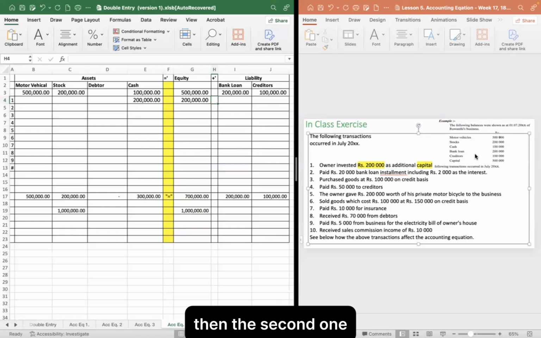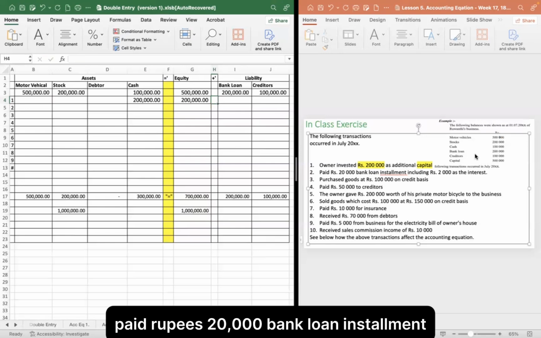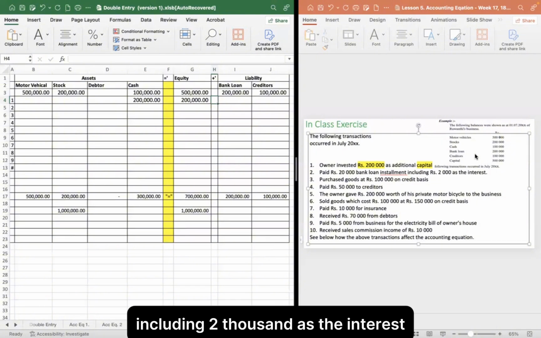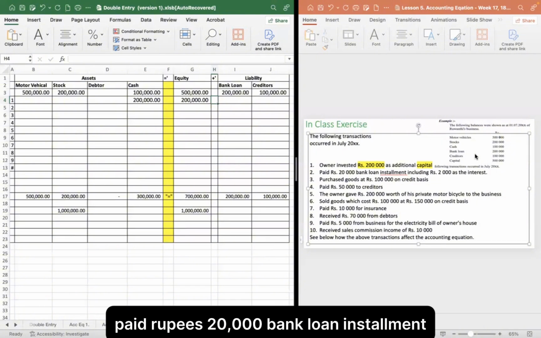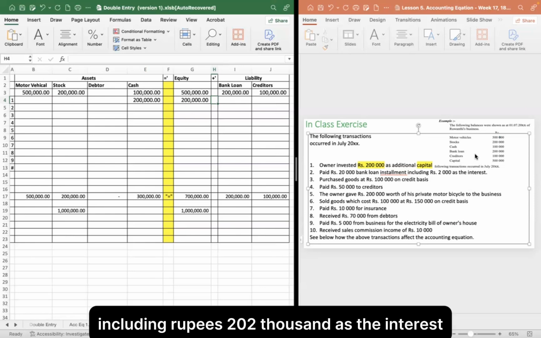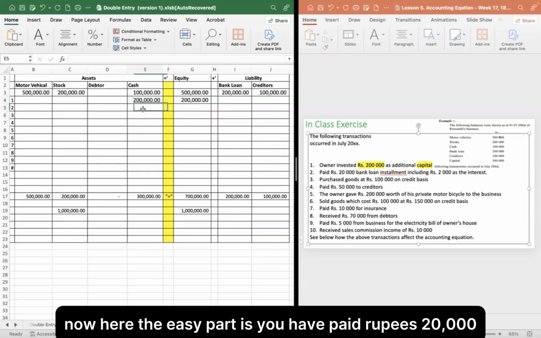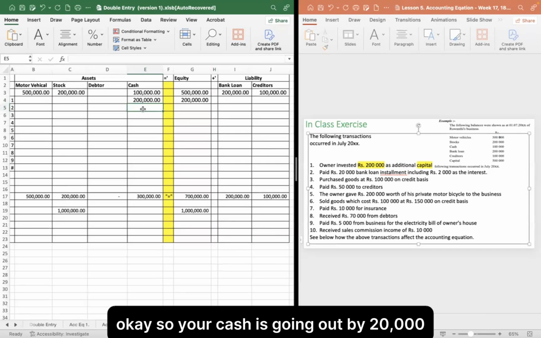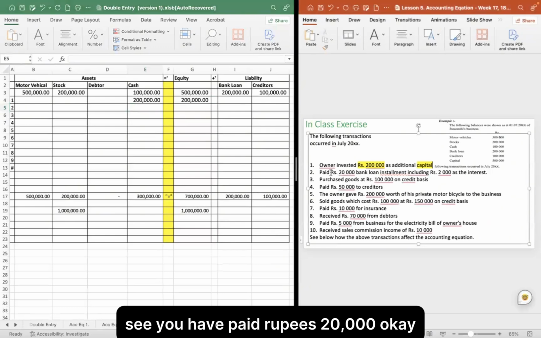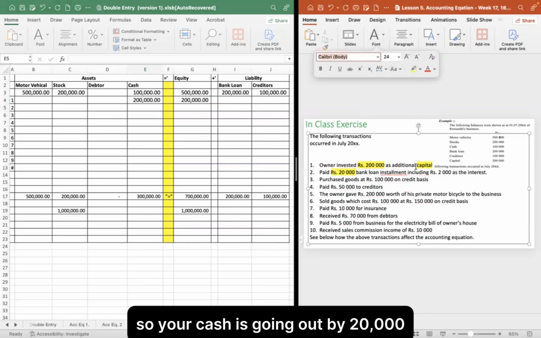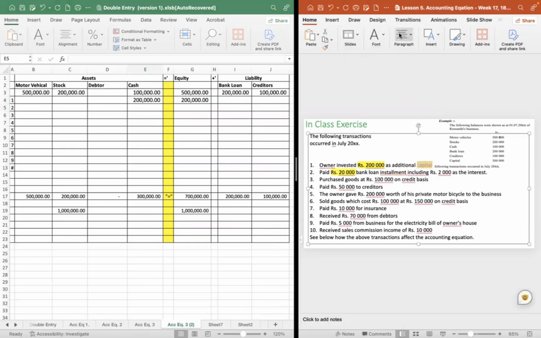Then the second one. Paid rupees 20,000 bank loan installment, including rupees 2,000 as the interest. Now here, the easy part is you have paid rupees 20,000. So your cash is going out by 20,000. Simple as that.